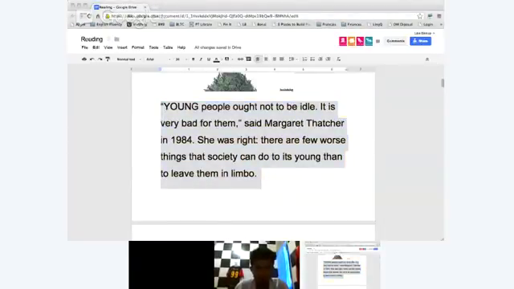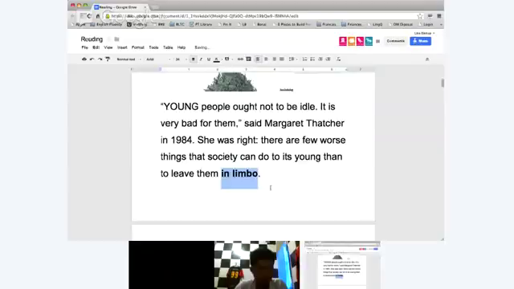Young people ought not to be idle. It is very bad for them, said Margaret Thatcher in 1984. She was right. There are few worse things that society can do to its young than to leave them in limbo. In limbo, yeah. When you leave somebody in limbo, or if you feel like you are in limbo, it means you don't know what's happening. You're not sure if you're going to do this or do that.